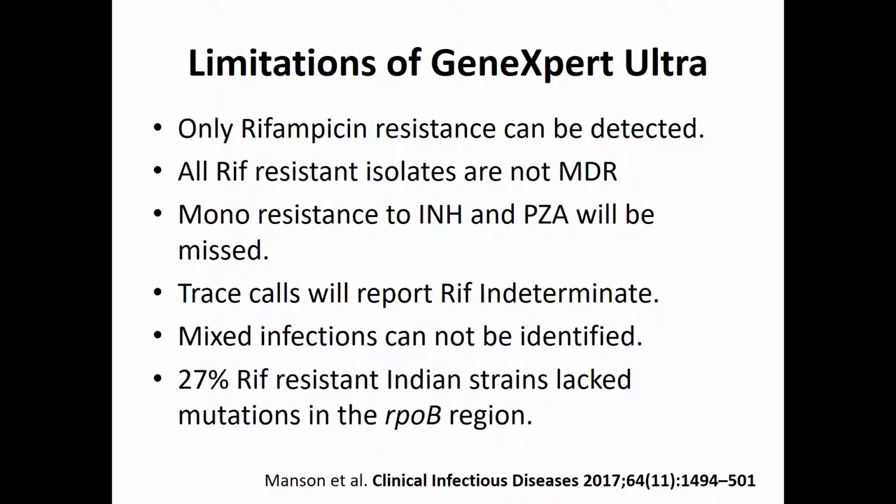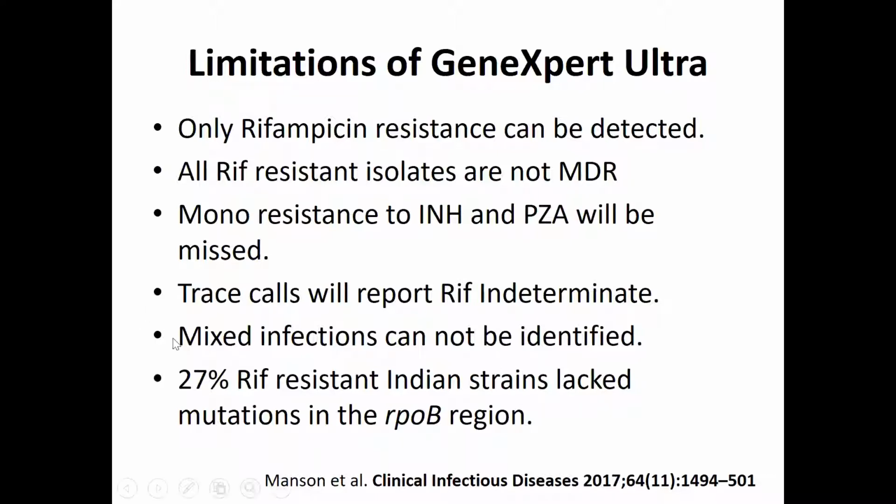And since it is very sensitive, it picks up very small quantities of DNA, and they can give a trace call nowadays. Trace means very little amount of DNA. It picked up Mycobacterium tuberculosis, but the DNA is not good enough to interpret the rifampicin resistance, so it gives an indeterminate result. And that's a query whether rifampicin will work or will not work. Mixed infections cannot be identified. In fact, if you have an NTM with MTB mix, it can give a false call for rifampicin resistance.